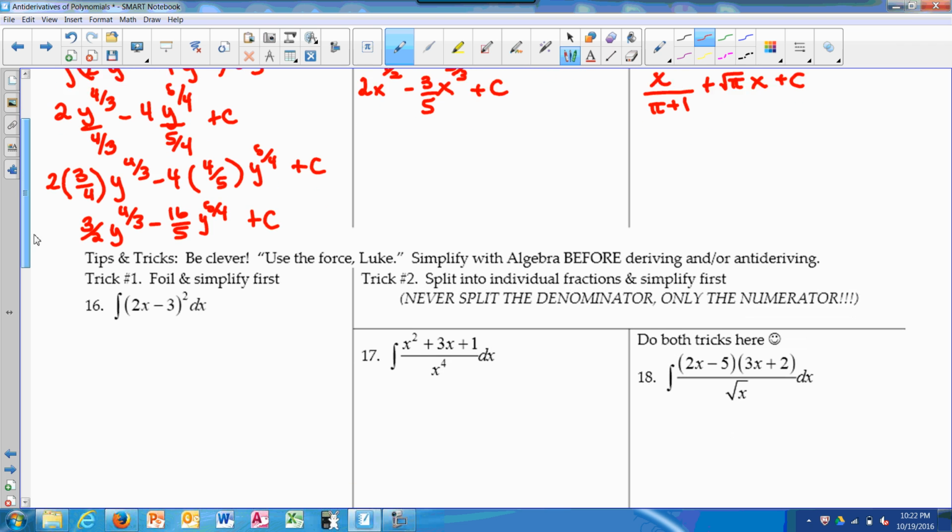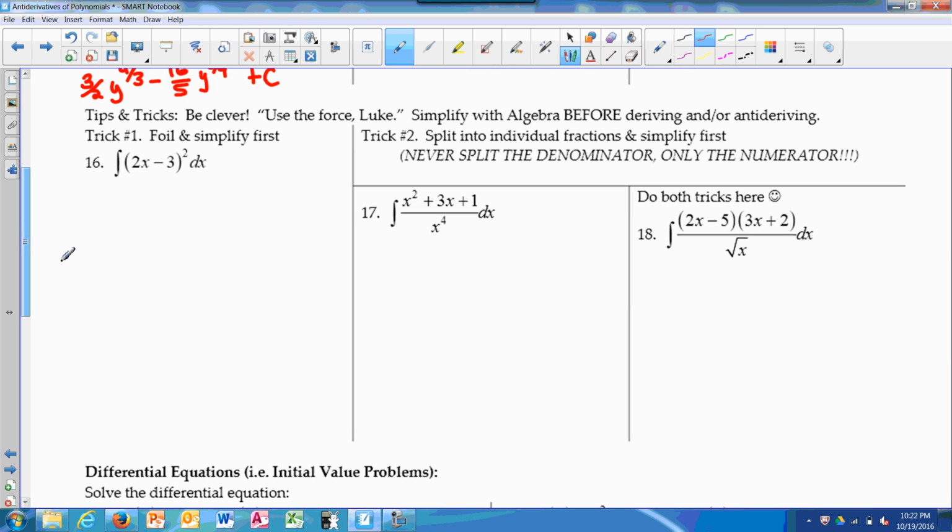Okay, I want to make sure that you're being as clever as possible. Use the forest. Simplifying with algebra before deriving or anti-deriving can be one of the best tools. So this would be a chain rule derivative and a chain rule integral, which is much more complex. In simplifying this out, we don't even want to do the product rule. We're going to avoid the product rule for a while. So if I FOIL this out, I'm going to actually take the integral of 4x squared minus 12x plus 9.